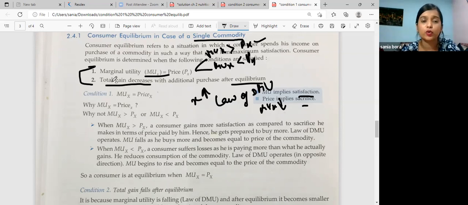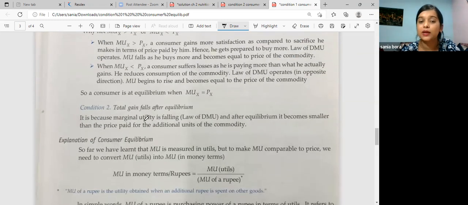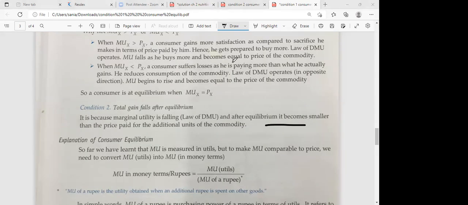And next, as you already know, total gain decreases with additional purchase after equilibrium. Yes, ma'am, it is because of the law of DMU. After equilibrium, your MU becomes smaller and smaller, which means it is being decreased. Clear? Yes, teacher, it's clear.